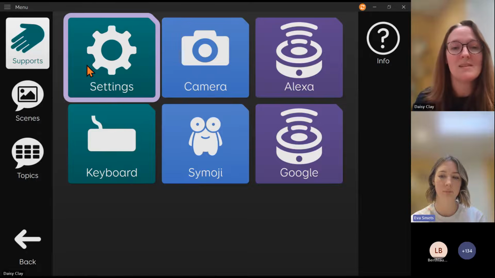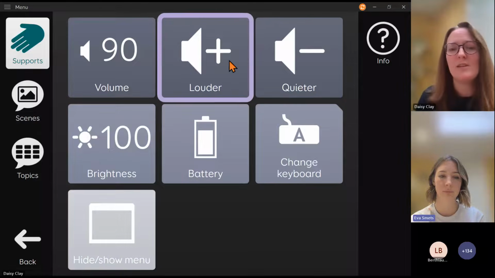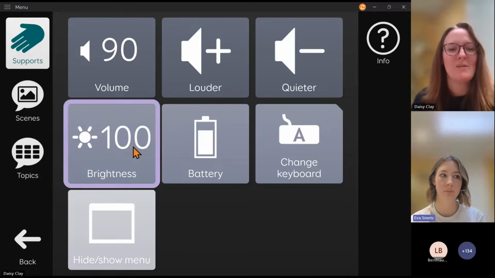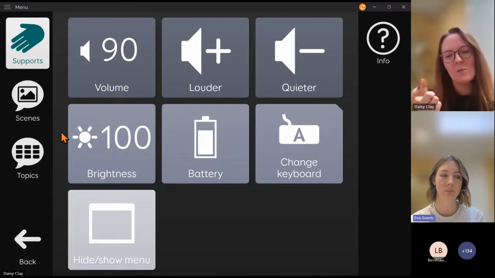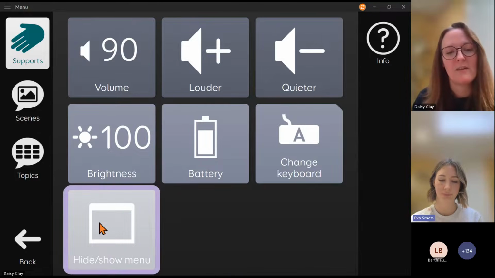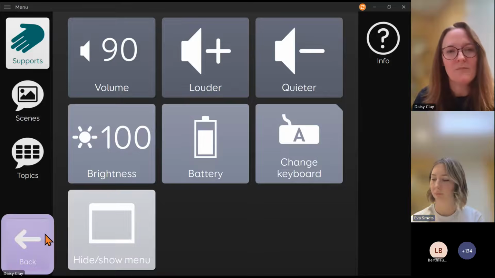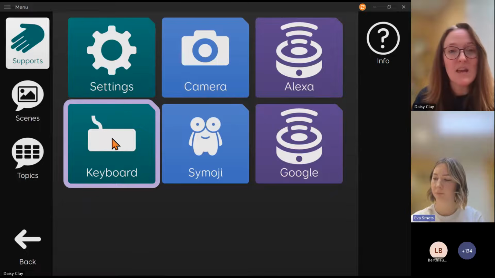So we've got a jump to settings. Settings. So just being able to check your volume, change it to make it louder or quieter, check brightness, and these settings will vary slightly depending on what device you're using. So if you're in Grid 3, you'll have this hide show menu option. If you've got a device with a second screen, such as iPad 10s, then you'll see options for those as well. We've got jump to a keyboard.